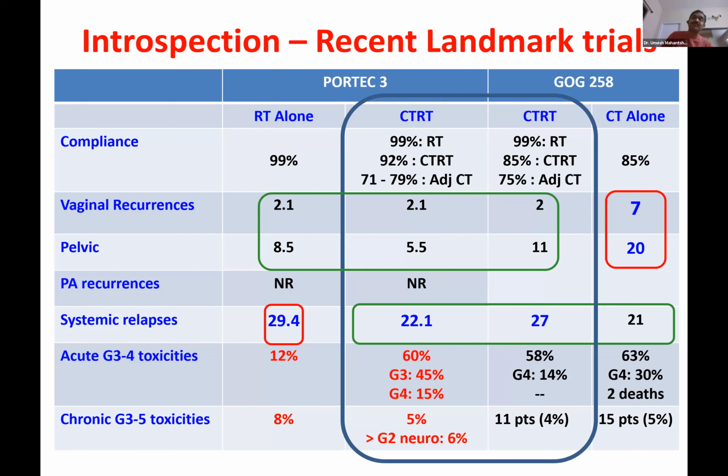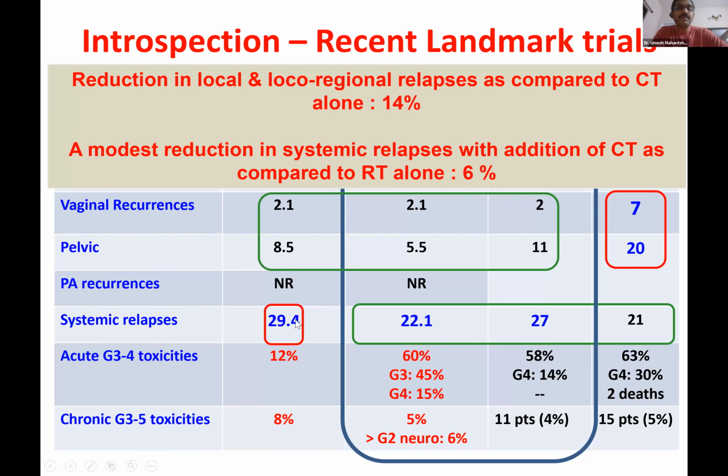Whereas in patients who have received chemotherapy alone, that is 6 cycles as compared to 4 cycles of paclitaxel, the systemic relapses is around 21%. And in patients who do not receive systemic chemotherapy but receive only locoregional radiotherapy, the systemic relapses is 29%. So suffice to say that if you give pelvic radiotherapy, there is a reduction in locoregional relapses of 14% as compared to chemotherapy alone. And secondly, if you give chemotherapy, there is a modest reduction in systemic relapses compared to RT alone, roughly around 6%.